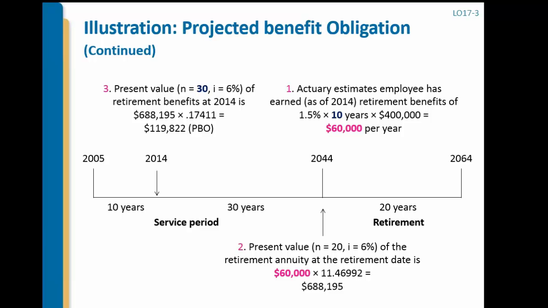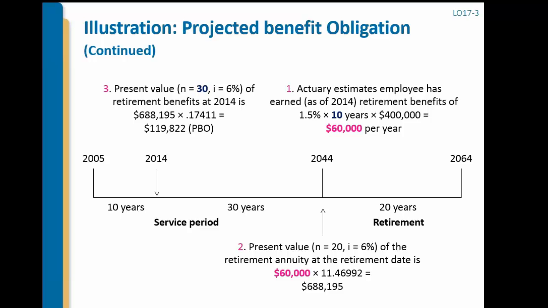Now, as of today, what that means is we then take that number of $688,195 and define a present value of that. So what we're saying right now is that if we expect to have $688,000 available in 2044, then today, using 6%, we need to have, right now, set aside for this person $119,822. Okay, so you notice how this is a present value of a future amount. 3 is a present value of a future amount. 2 is a present value of an annuity.